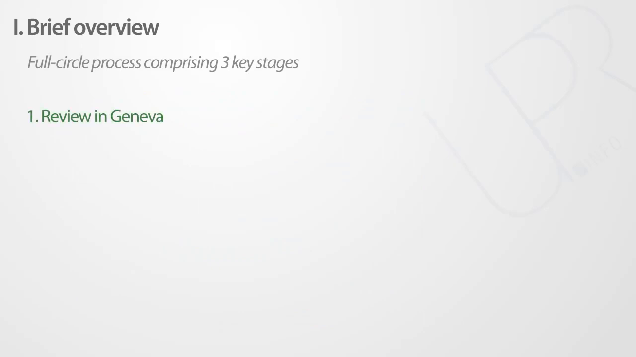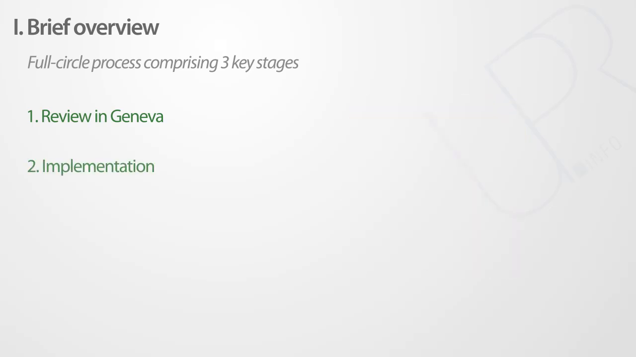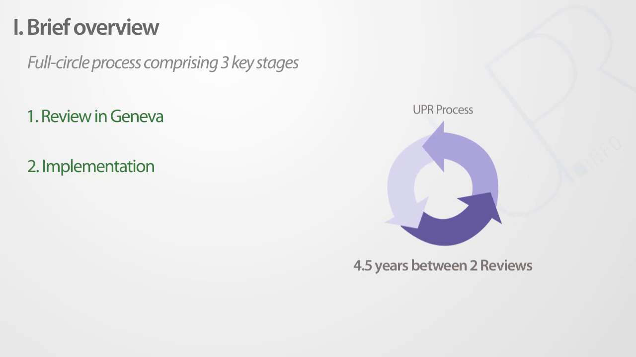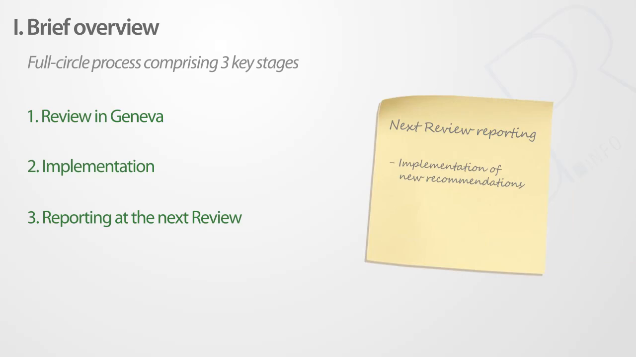The review of the human rights situation of the state under review, including the developments since the last review and the implementation of recommendations received at the last review. The implementation by the state under review between 2 reviews, 4.5 years, of the new recommendations and the voluntary pledges and commitments. Reporting at the next review on the implementation of those recommendations and pledges and on the human rights situation in the country since the previous review.